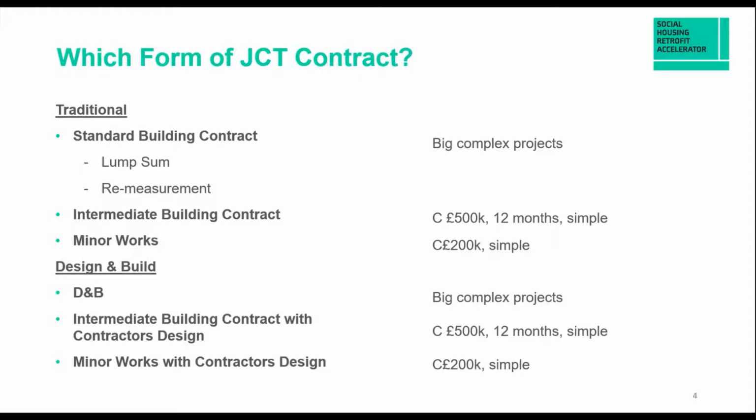And that breakdown in terms of complexity and value is also mirrored, you'll see there on the slide, for the design and build contracts. So for example, if you wanted a contractor to install some insulation, it being quite simple and low value, you might opt for more of a minor works form. If you had something slightly more complex that involved perhaps the installation of insulation and some air source heat pumps, you might want to consider something like an intermediate form. And then if you're looking at something like whole house retrofit solutions, you're probably going to want something like the standard building contract or the design and build, depending on whether design is required or not.